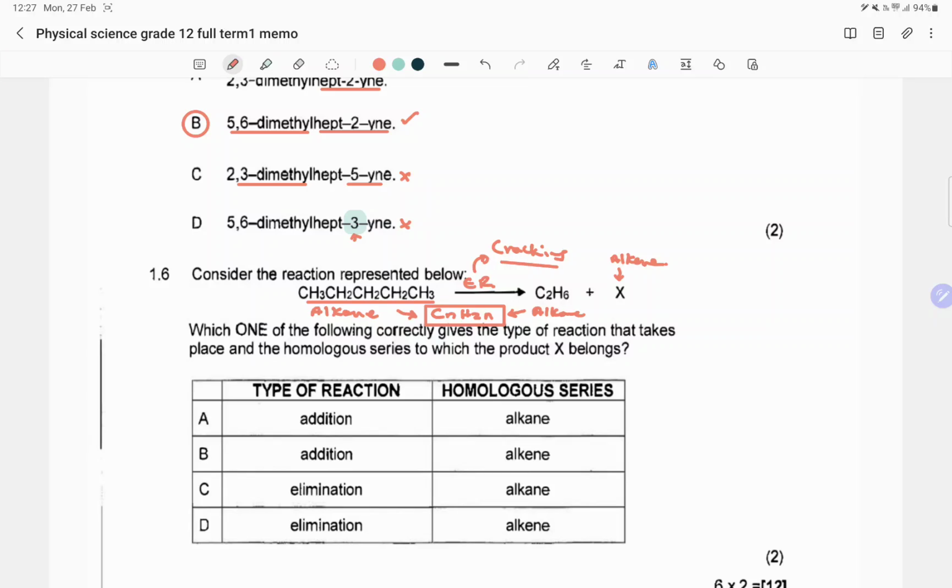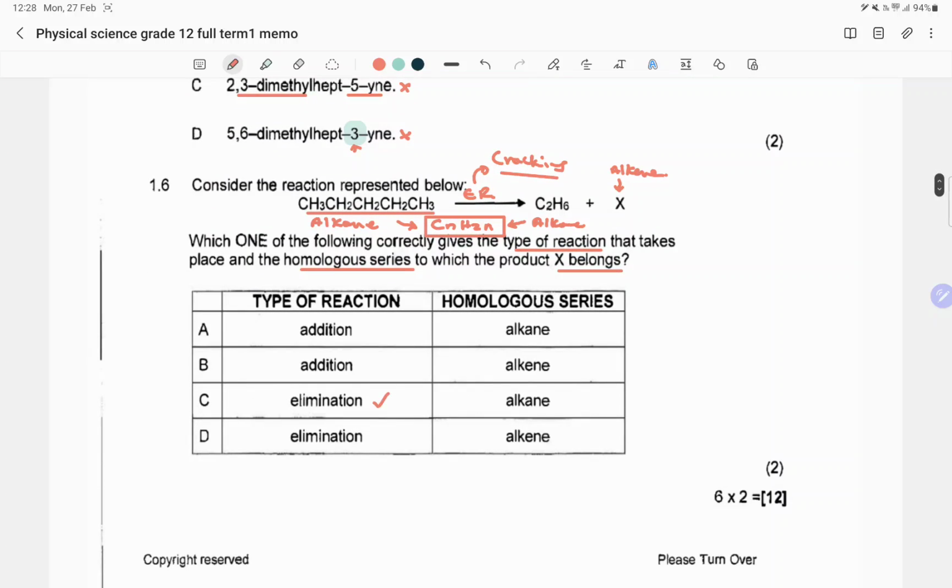Okay, this is cracking, which is splitting longer chain molecules under very high temperatures and pressures to produce these ones. Now which one of the following correctly gives the type of the reaction? You can see the type of the reaction is elimination that takes place in the homologous series to which X belongs. We can see that X belongs to alkenes. So we're looking for elimination and we're looking for alkene. It cannot be an alkane again. It's not an addition. So which one ticks the boxes is D.